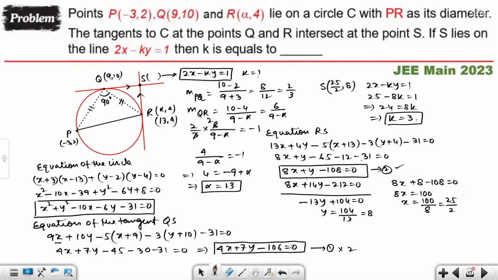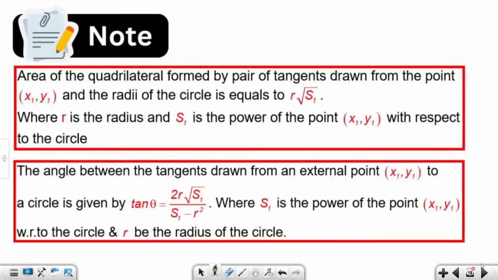That is why I always say that the coordinate geometry part is the easiest part among all the chapters in our syllabus. Okay. So our answer is, the value of k is 3. Is it clear to all? Okay. Now see, two things we are going to discuss over here.